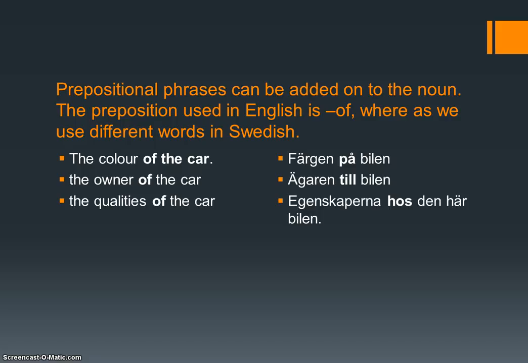The preposition used in English is of, whereas we use different words in Swedish. For example, the color of the car is färgen på bilen. The owner of the car is ägaren till bilen. The qualities of the car, egenskaperna hos den här bilen.